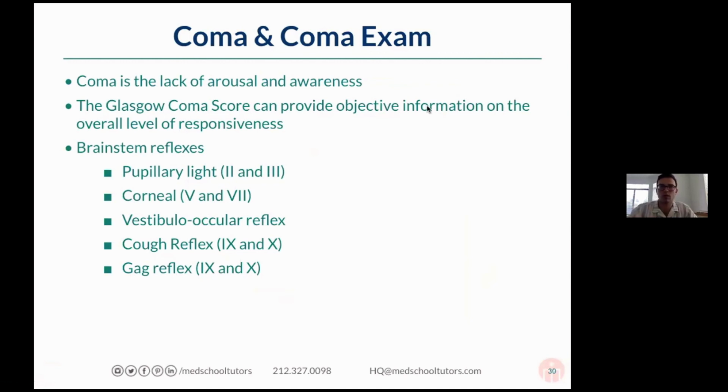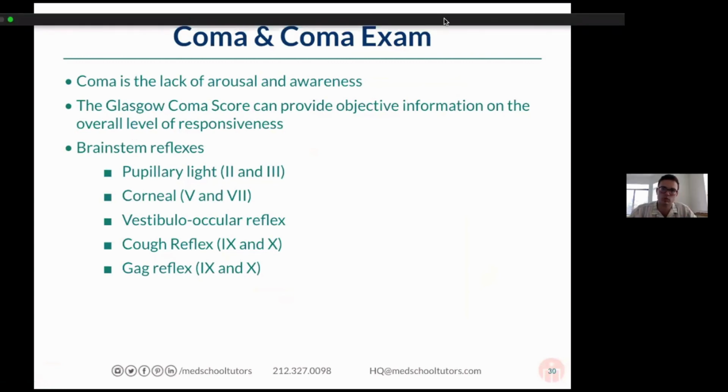Appreciate it. Coma is what we use when we have no arousal and no awareness, right? We don't participate with our environment. You'll learn about the Glasgow Coma Scale, which is commonly used in trauma scenarios to provide objective information on the overall level of responsiveness, right? So what do their eyes do? What do they do to voice? What do their movements do?